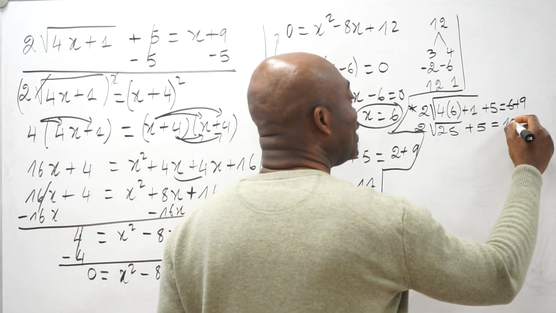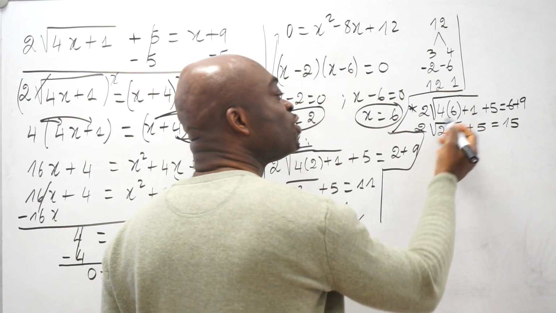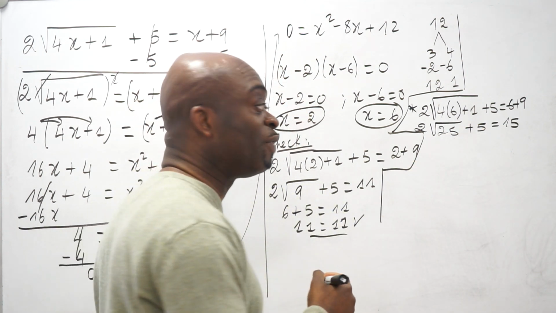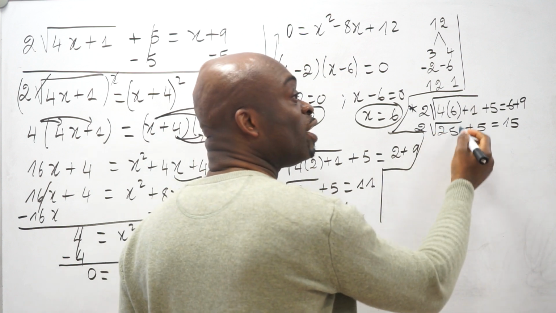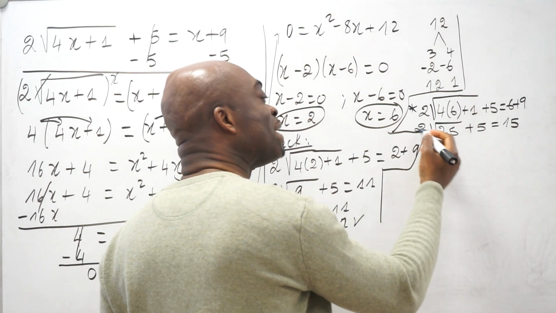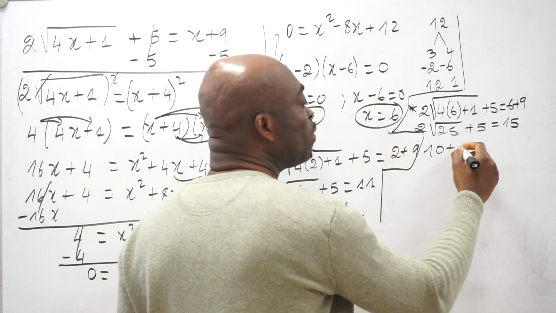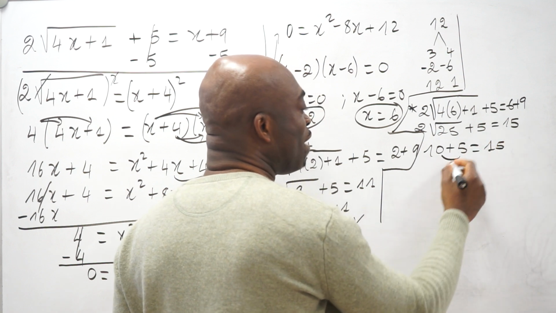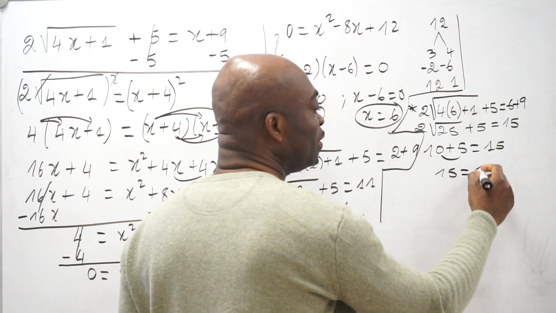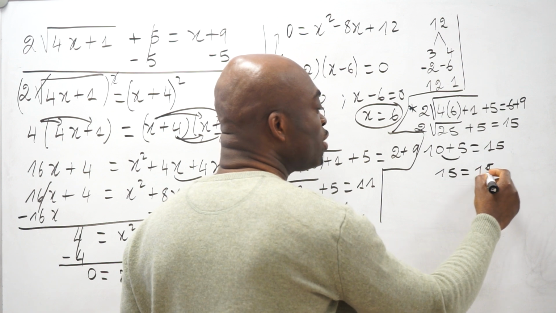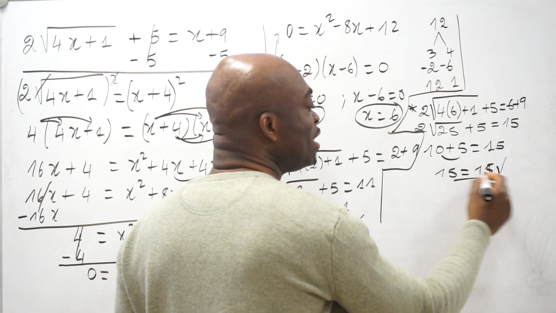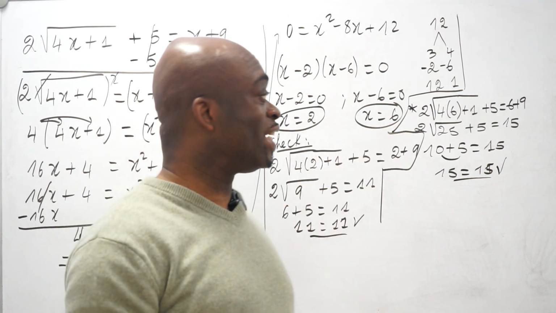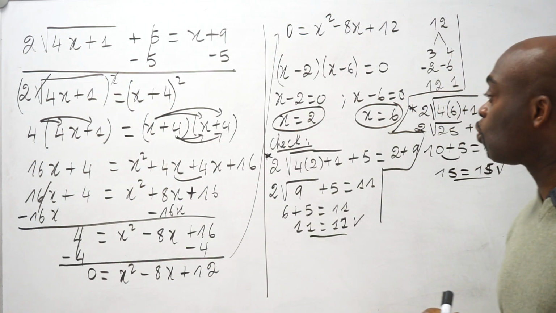At the end of the day, ladies and gentlemen, this side should also give us 15 for it to be a true statement. If not, it's going to be a false statement. So what is the square root of 25? 5. And 5 times 2 is 10. So 10 plus 5 is 15, equals 15. So this also is a true statement. That means x equals 6 is indeed one of your answers.